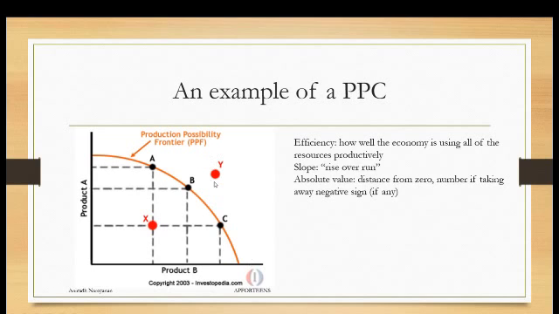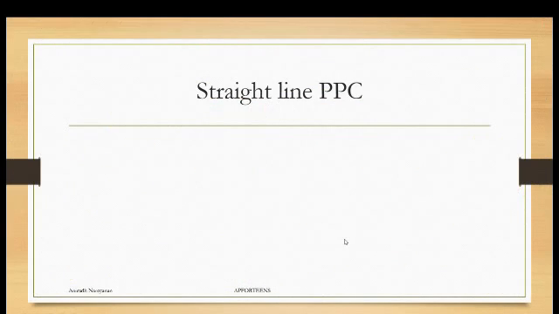Point Y, however, is impossible to get, because the resources that you have show that you can only produce this much. If you try to produce at point Y, you won't be able to. You don't have the resources. So the only way that you can get to point Y is by increasing the amount of resources you have, whether that's an increase in labor or land, the different inputs that we talked about in the previous video. Let's go to the next one.